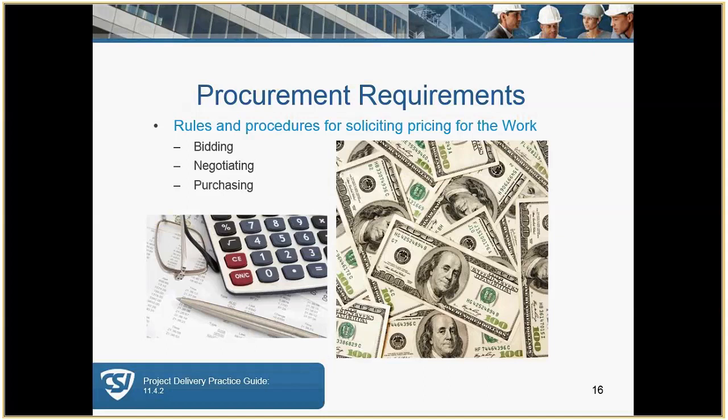negotiating or purchasing. Note that we use the term purchasing as referring to direct purchasing by the owner without the use of an AE or GC's involvement necessarily. This could be a piece of equipment that they purchase themselves. If they're going to handle the furniture all by themselves, including the design, that could be considered just a purchase. Usually deal with purchase orders.